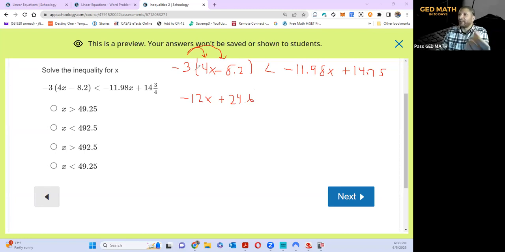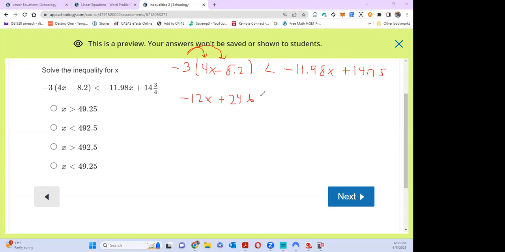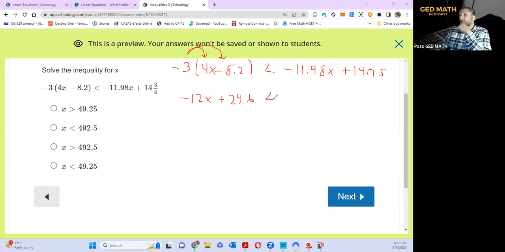Again, that middle math, what I did was 3 times 8, which is 24. 3 times 0.2 is 0.6. So you get 24.6, less than minus 11.98x plus 14.75.